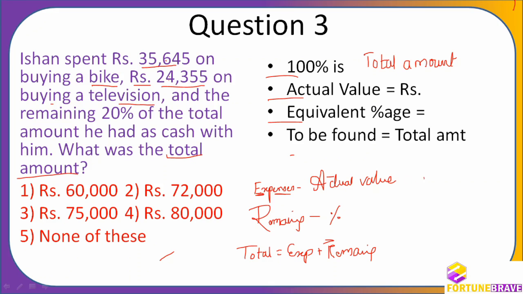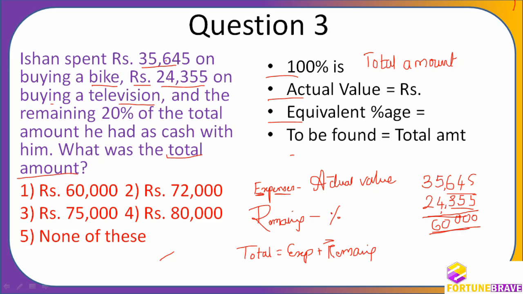So we'll try to add these things. 35,645 and 24,355. When I see these numbers, I think this will add up to 1000, right? And this is 25 and this is 35, so this will become 60,000. Very simple to add them. So I added like this. This is another technique where if you see these kind of numbers, you should be able to do it faster.